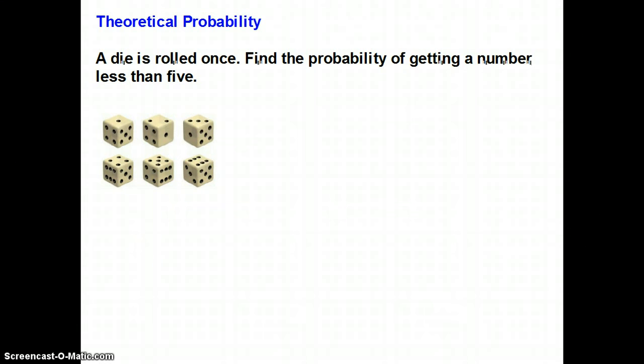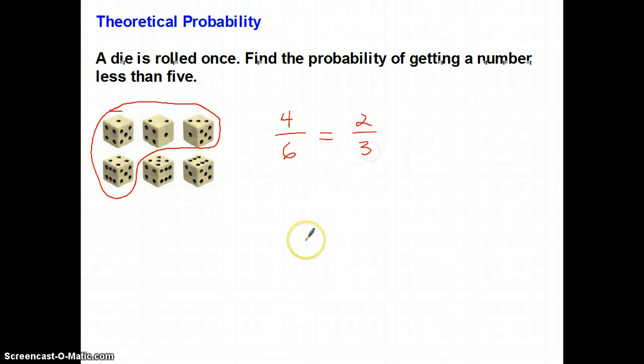It says that a die is rolled once. Find the probability of getting a number less than 5. So a die has 6 sides to it, and the sides range from 1 through 6, and we're looking at numbers less than 5, so that means we're looking at 1 through 4. And so we have 4 different possibilities that are less than 5 out of a total of 6 sides, which means if we reduce, we have a 2/3 chance of getting a number less than 5.